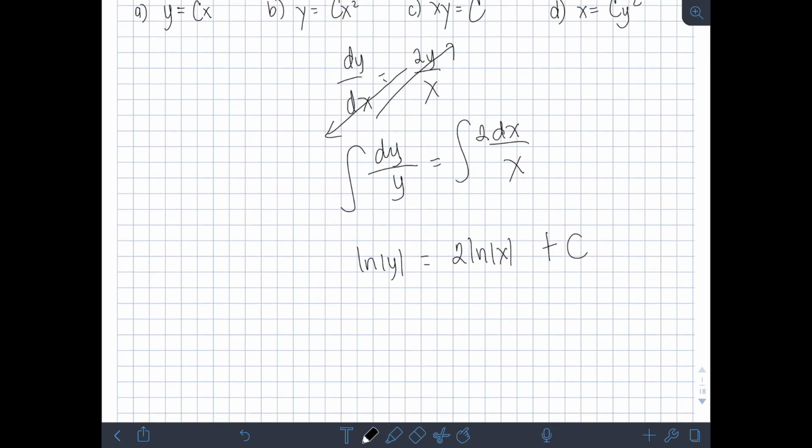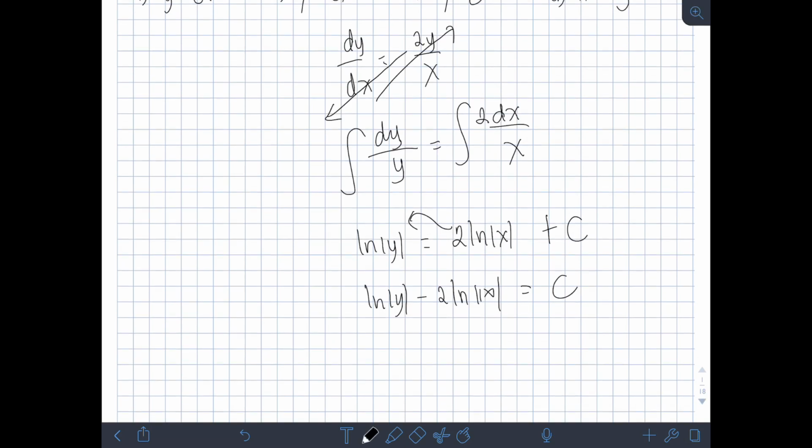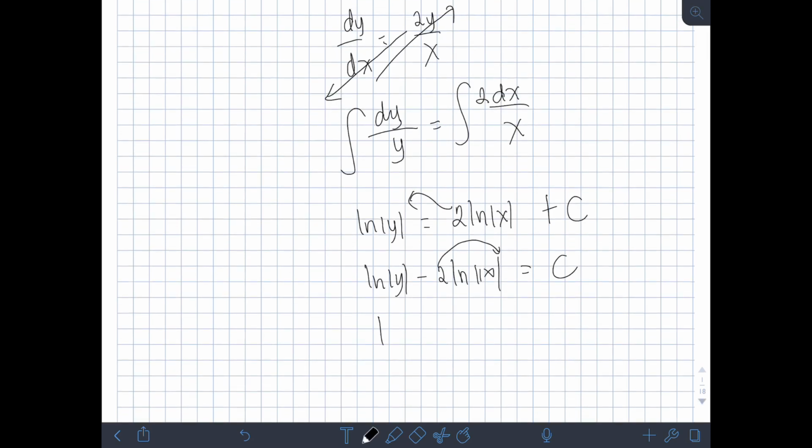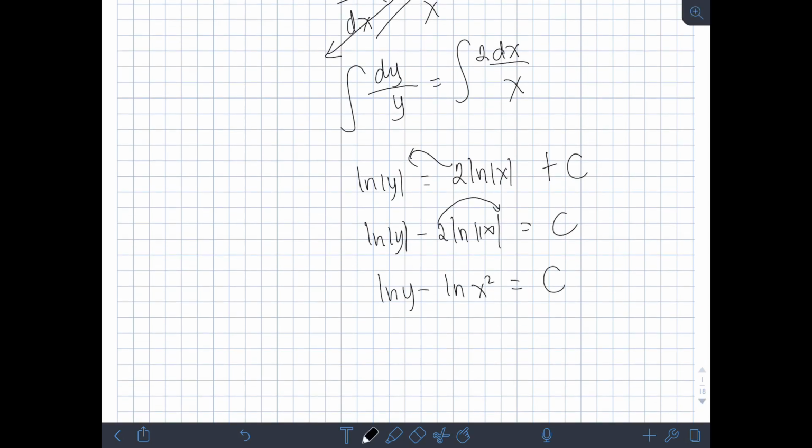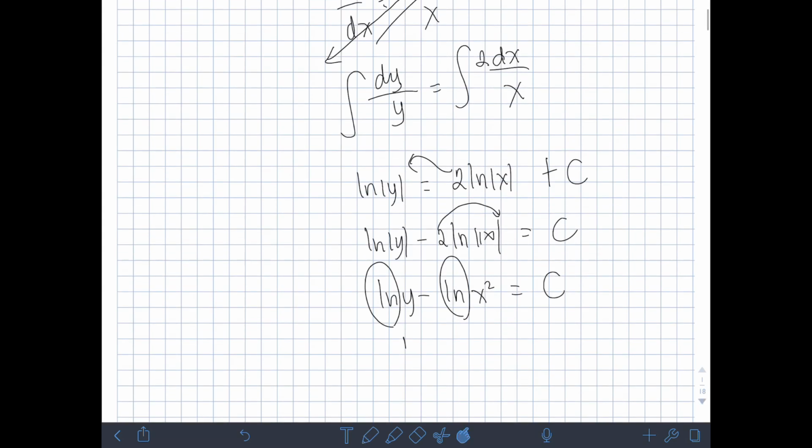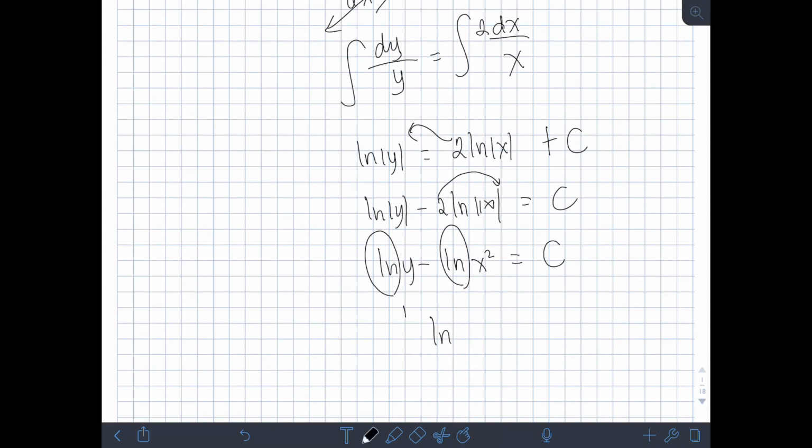So, sige, pagsamahin natin. Transpose ko dito si 2 ln x, so ln y minus 2 ln x equal c. Tapos, applying yung power rule for logarithm, pwede itong maging exponent nung x. So, parang ln y minus ln x squared is equal to c. And then, applying naman yung division rule for logarithm, dahil pareho silang ln, same base e, pwede nating pagsamahin. Magiging ln y over x squared equals c.